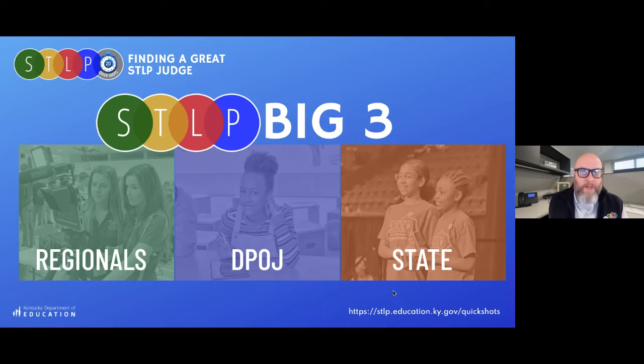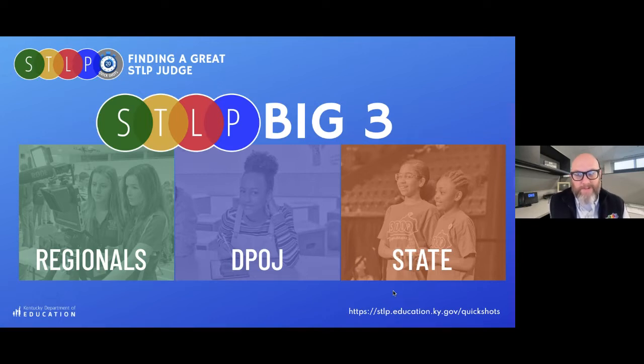And then all of our live challenges at STLP State, as well as those projects from regionals and those products from DPOJ, all end up at state. And we need folks to help us provide feedback and scores to students. So even though it's free, there's no membership cost for STLP. There's no attendance admission cost, except providing a volunteer judge to represent your school.